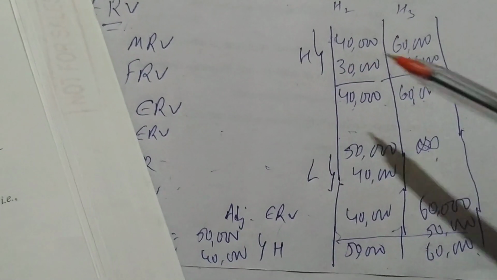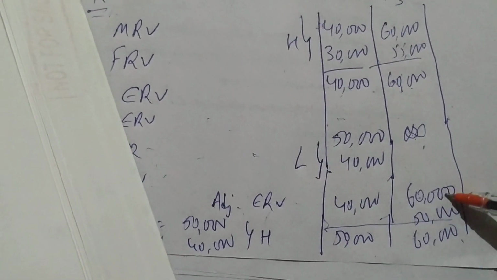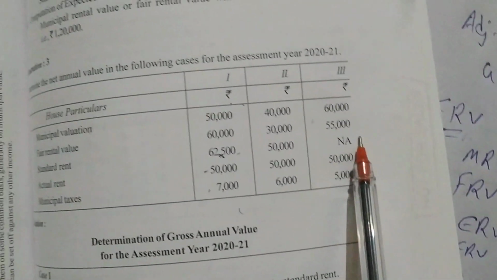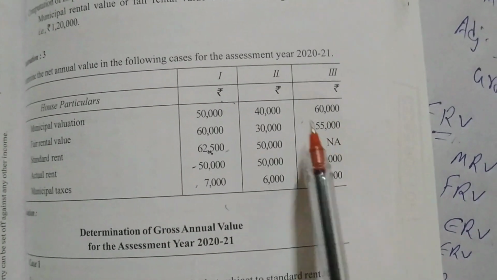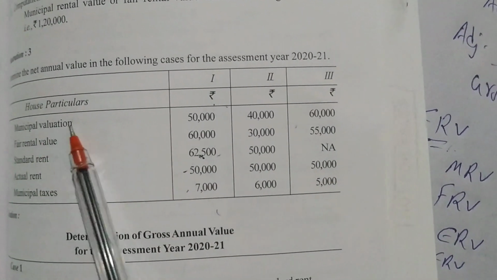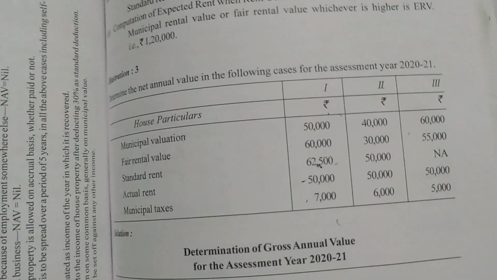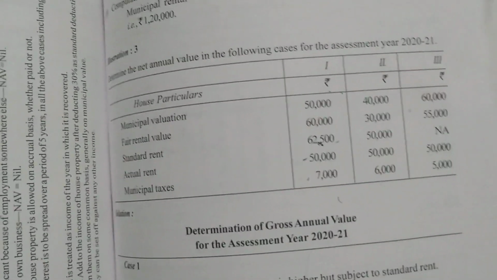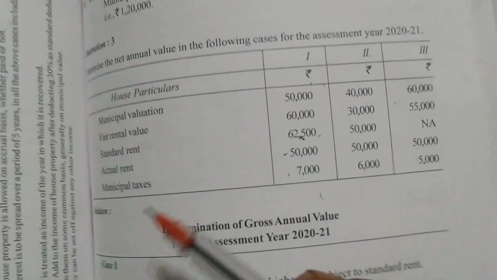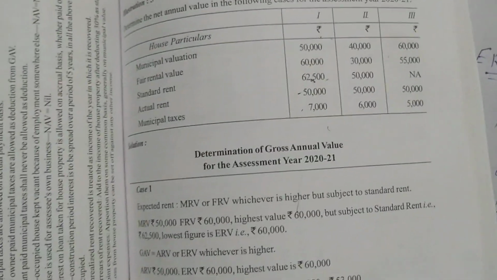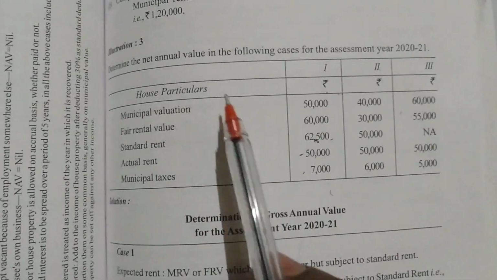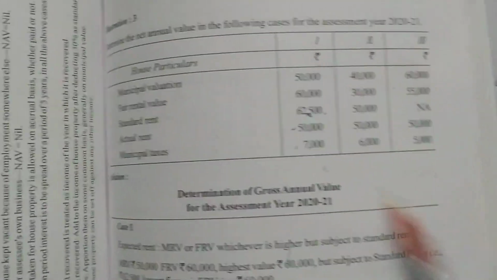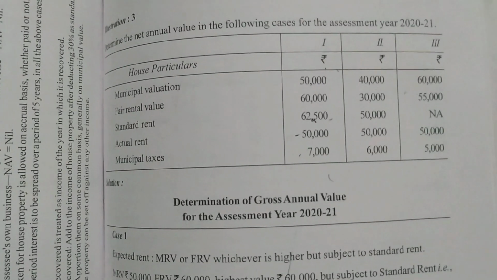In your mind you'll think, sir, if actual rent is not given, what should we do? No, actual rent will be given in the question. Standard rent may or may not be given. Fair rental value may or may not be given. But he has to give actual rental value and municipal valuation. These two, municipal value and actual rent, will be given. In some cases municipal rental value will not be given. He'll give municipal taxes. With the help of municipal taxes, we have to find out municipal rental value. I'll explain in a further problem how to do this.